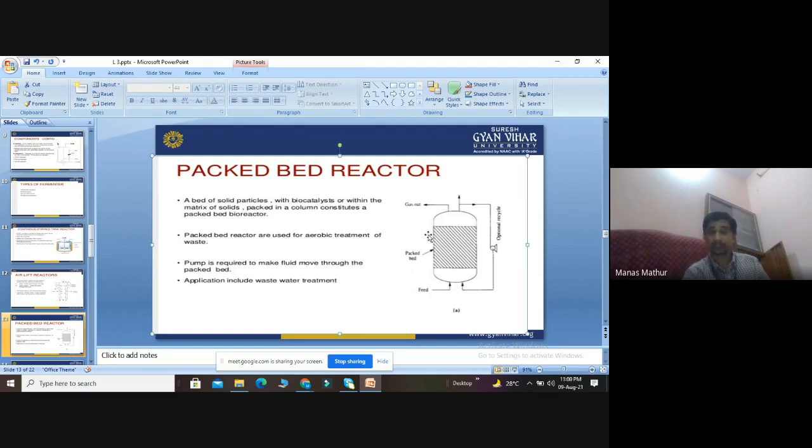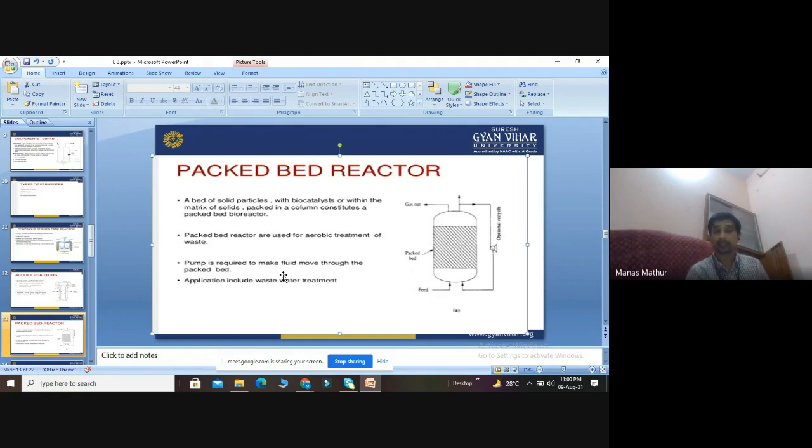The packed bed reactors are used for aerobic treatment of wastes. Basically all the waste is packed in this volume, so it is fixed from inside. Okay, so all the raw material is packed inside and proper aerobic treatment of the waste material is done. They are controlled by a certain pump. When you run the pump, the waste material is again treated with oxygen or with any other gas. Mainly oxygen is there. So the pump is required to make the fluid move through the packed bed.